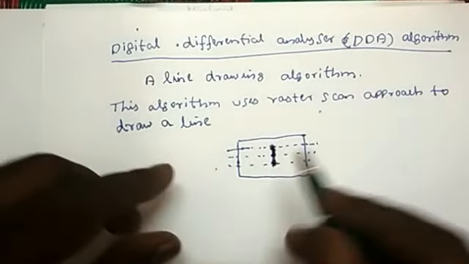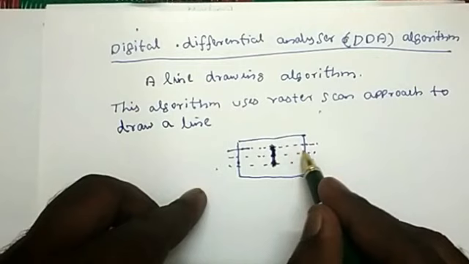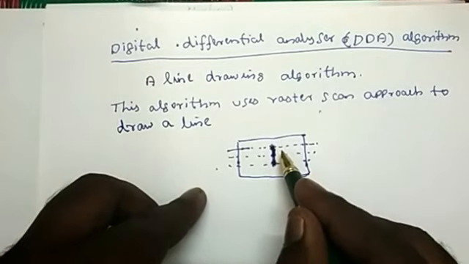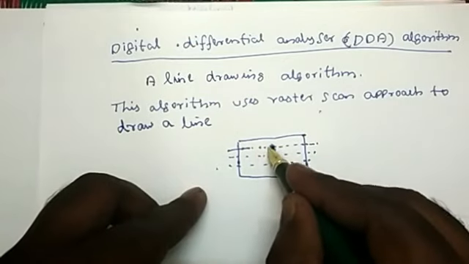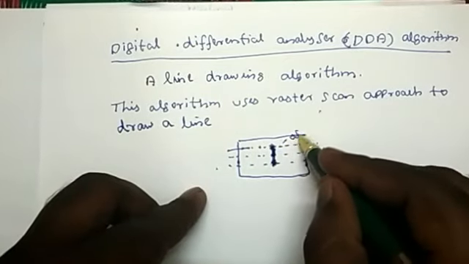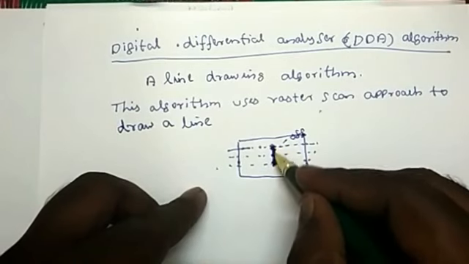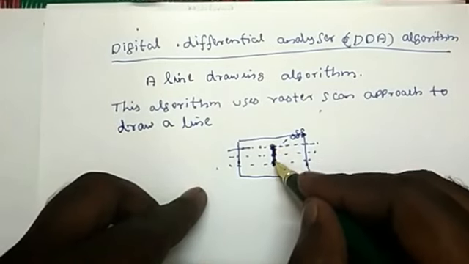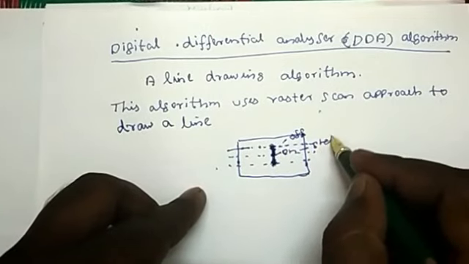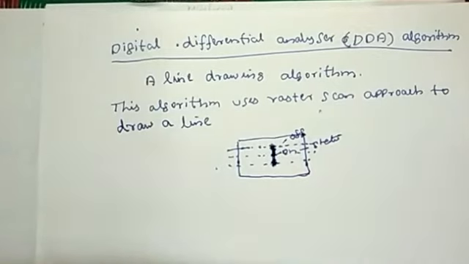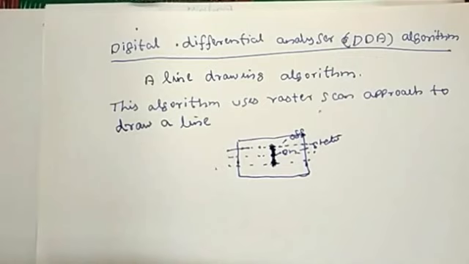These horizontal lines are called the electronic beam. Wherever you want to draw, that pixel will be on. All these pixels are in the off state, and the pixels where I have drawn a simple object called 1 are in the on state. So the pixel will be on only in the selected areas. That's why it is called a raster scan approach. This algorithm uses a raster scan approach.